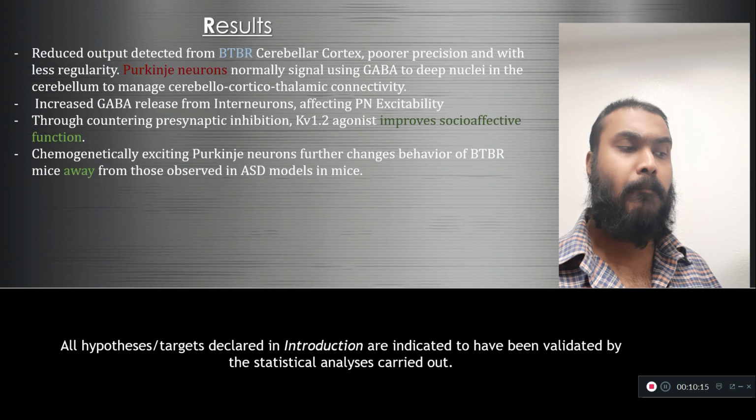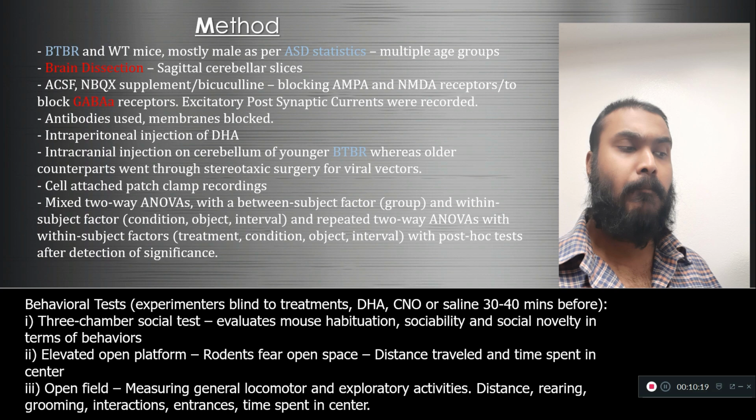Okay, there we go. BTBR and WT mice were used, mostly male, as per the autistic population. Brain dissection was done sagittally. They used multiple age groups. They blocked AMPA and NMDA receptors, and also blocked GABA receptors in different conditions. They used electrodes to record excitatory postsynaptic currents. They took care of antibody requirements and they blocked certain membranes. They applied DHA through a membrane in the abdominal area, and also on the cerebellum. They also used intracranial injection on the cerebellum of younger BTBR rats, whereas older counterparts went through stereotactic surgery for those viral vectors.